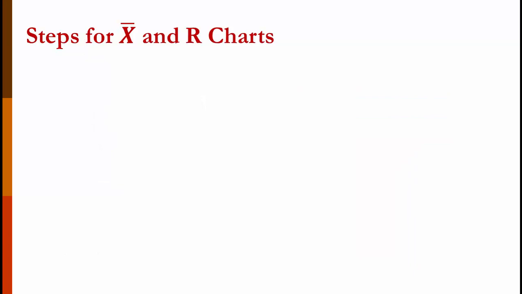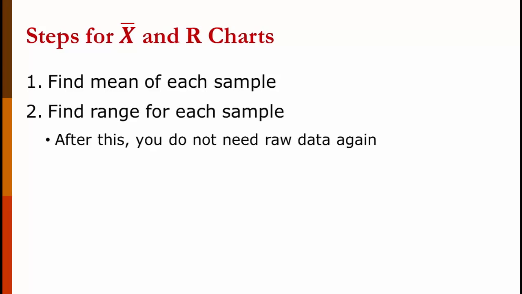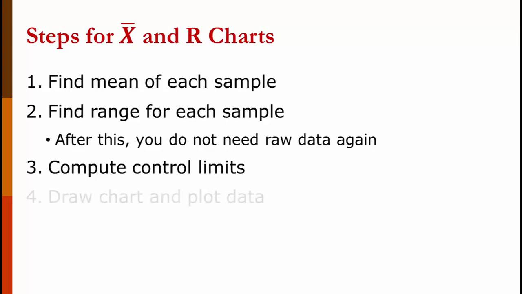So the steps for computing the X bar and R chart are as follows. 1. Find the mean of each sample. 2. Find the range for each sample. Once you've got the mean and the range for each sample, you don't need the raw data anymore. Compute the upper and lower control limits. Draw the chart and plot the data.